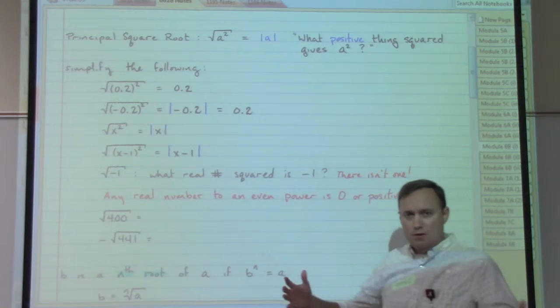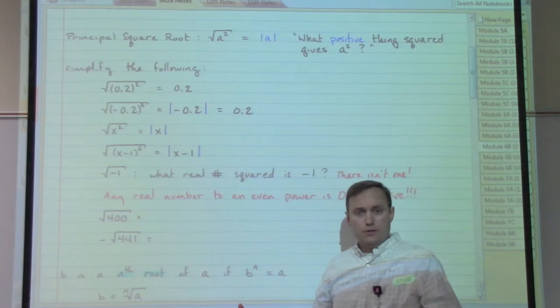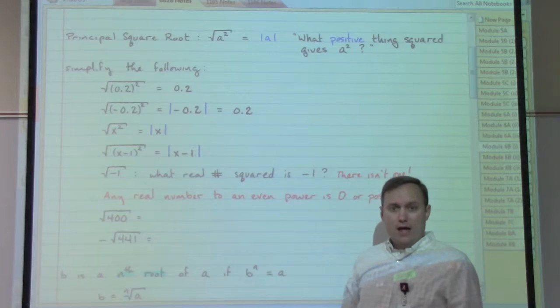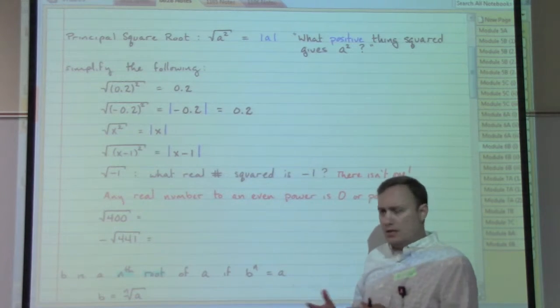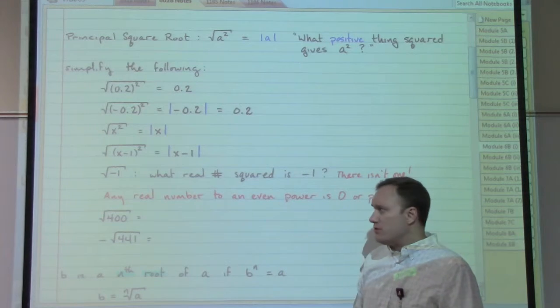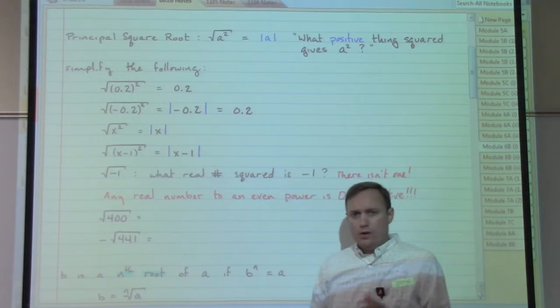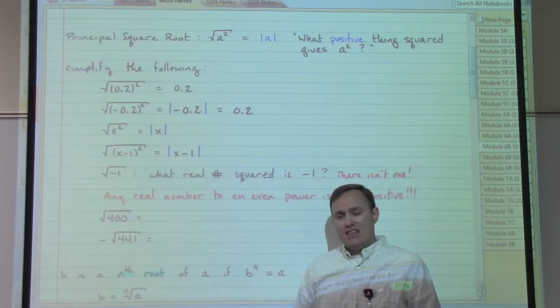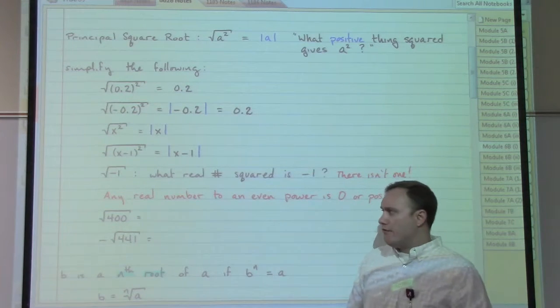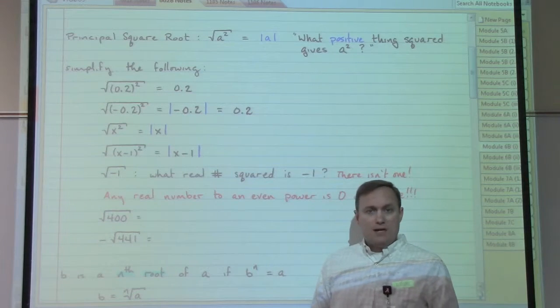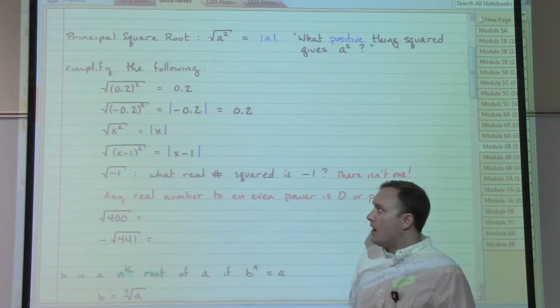We would have to have a much larger perspective on math and on numbers in order to have something that could act as an answer to the square root of negative 1. Working with just the real numbers, that square root of negative 1 does not have an answer. So we want to watch out for where our negative might be as it appears in the problem.